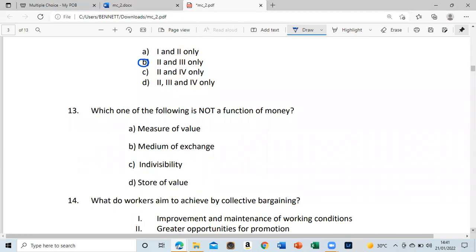Which of the following is not a function of money: measure of value, medium of exchange, indivisibility, or source of value? And 13 would be C, indivisibility.